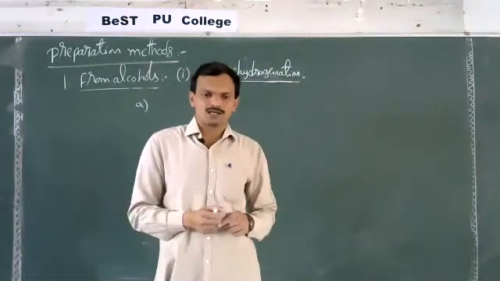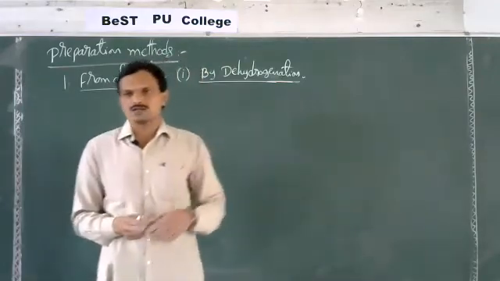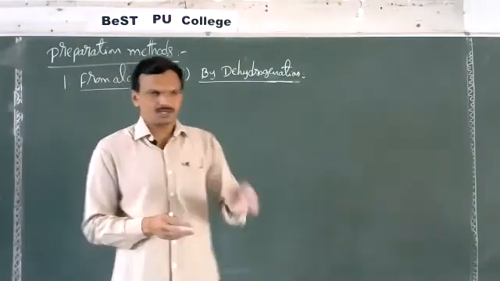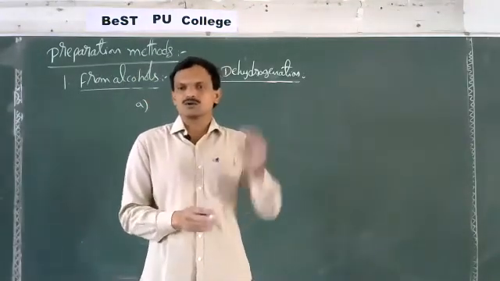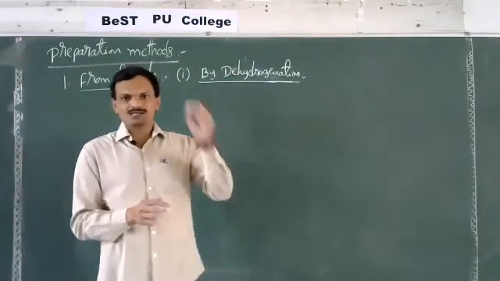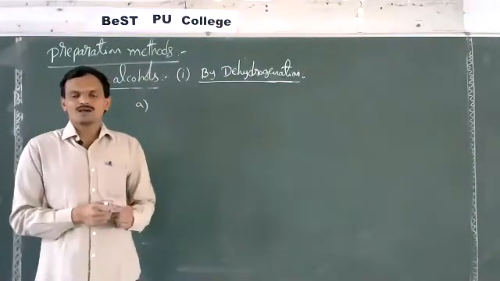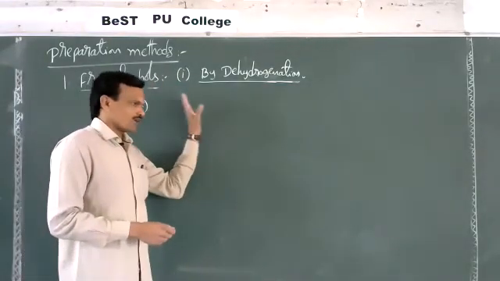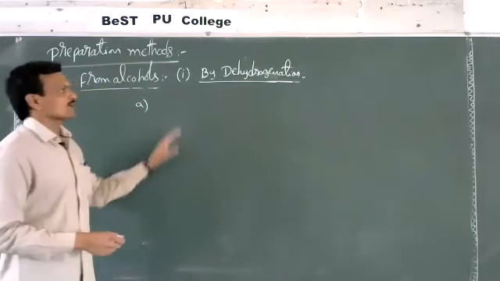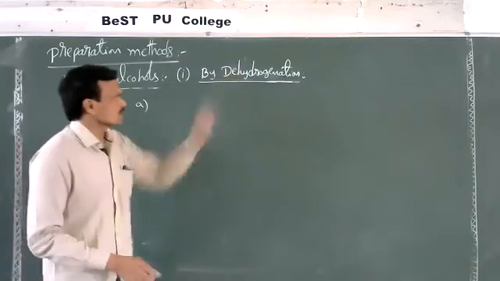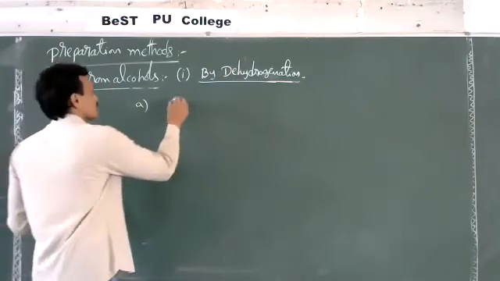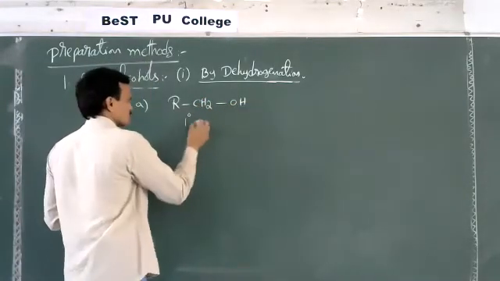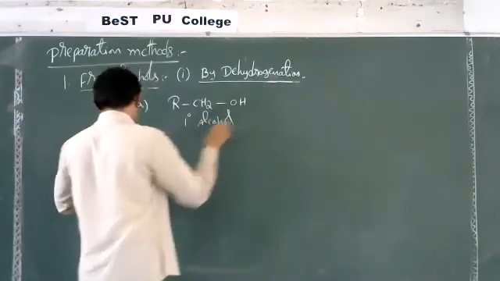From tertiary alcohols, we cannot produce aldehydes or ketones by oxidation or by dehydrogenation, because tertiary alcohols are not oxidized easily. Tertiary alcohols will be oxidized only by strong oxidizing agents like KMnO4 or acidified K2Cr2O7. So from primary and secondary alcohols only we will prepare here. Now same here, by dehydrogenation. Same primary alcohol I will take here, RCH2OH, which is a primary alcohol.